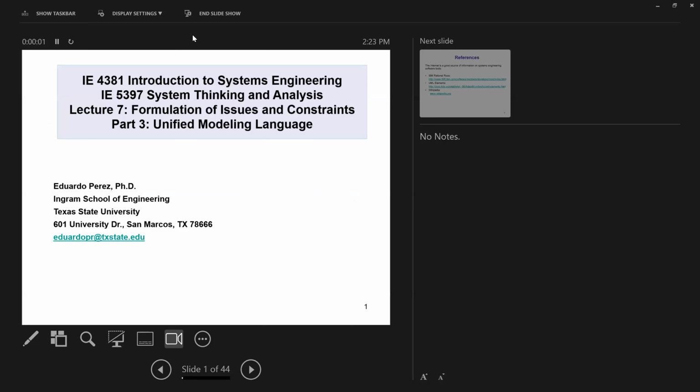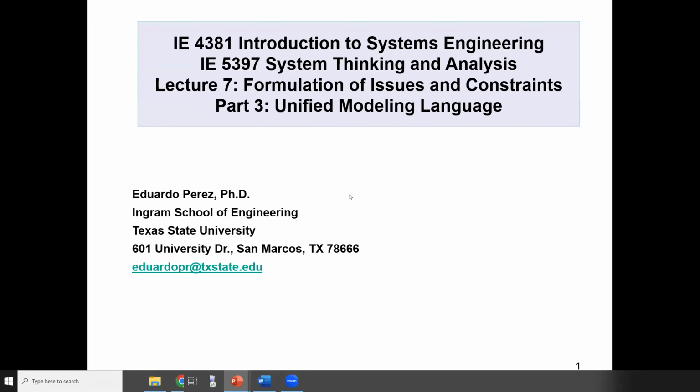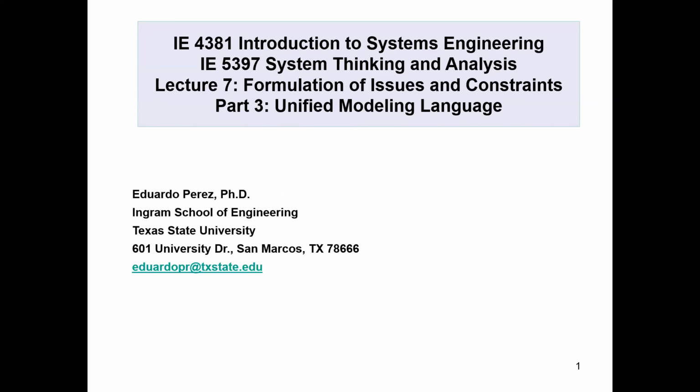So this is the Unified Modeling Language lecture. And what we are going to discuss this afternoon is a language for modeling that is being used. It's called Unified Modeling Language, and it's being used a lot for project development and system design, mostly in computer science. But it's also a language that can be applied to other types of complex system development, not only computer science. And that's what we're going to do today.